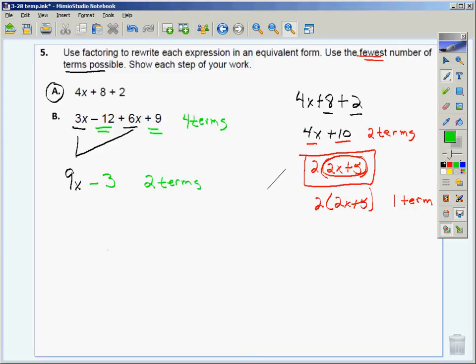In those 2 terms, do they have something in common? Is there a factor that I can take out? What can I take out? 3. 3 times what? 3x minus 1. How many terms does this now have? 1 term. So 3 times 3x minus 1, simplest form. 2 times 2x plus 5, simplest form, and both of which have 1 term in it.